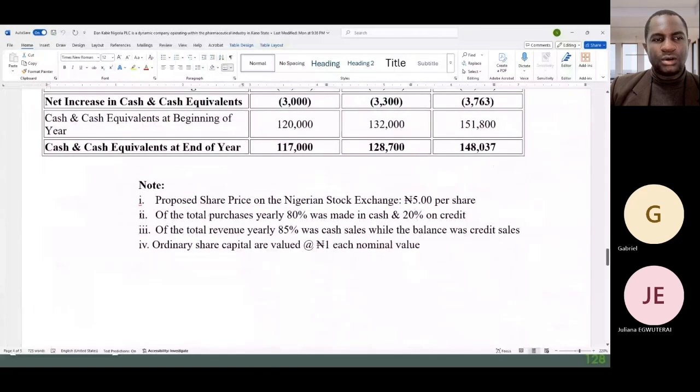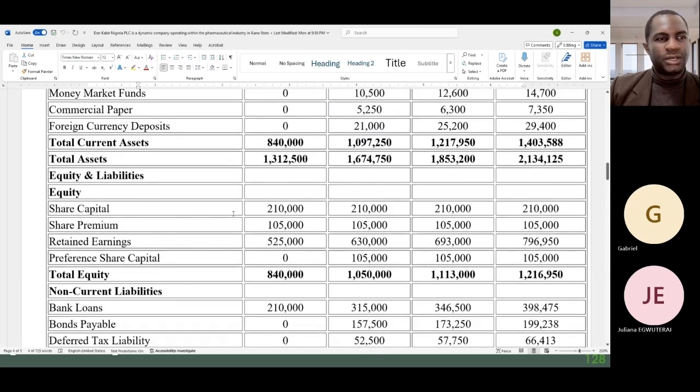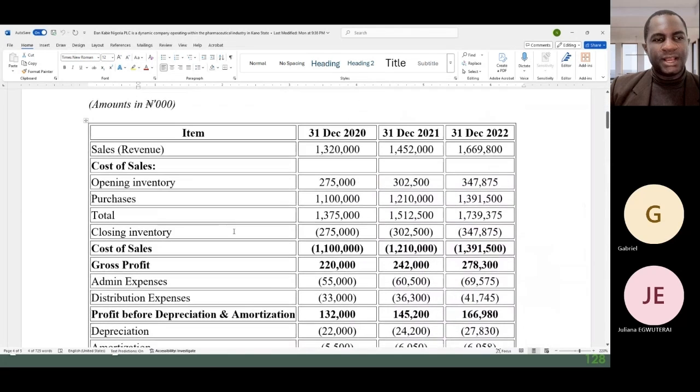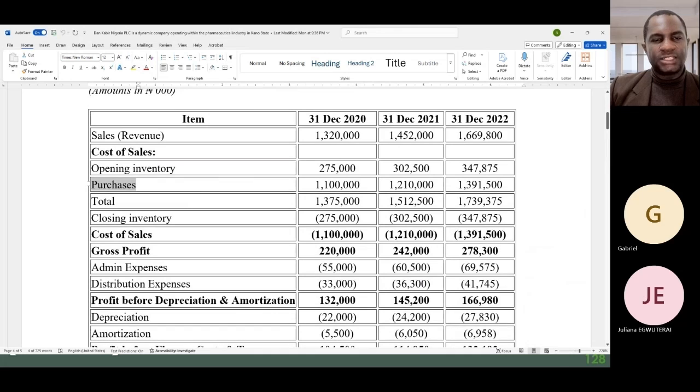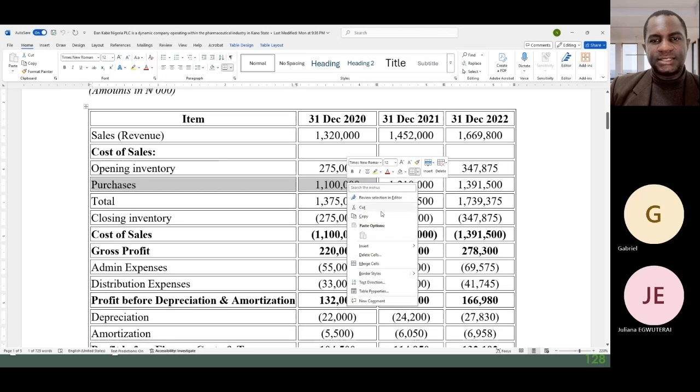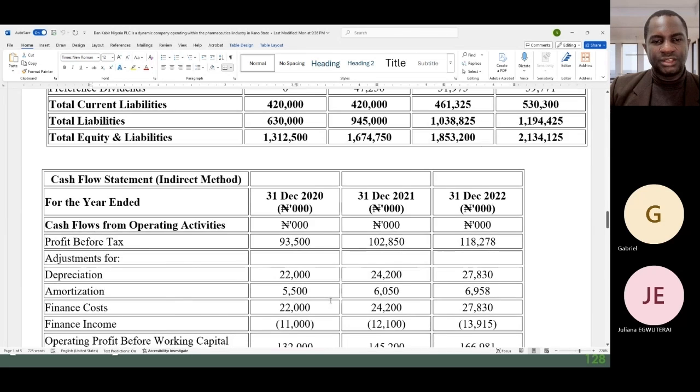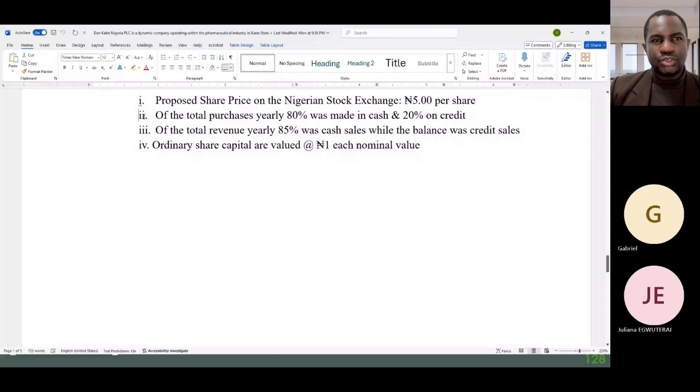So take note here, you'll see on note 2 that of the total purchases yearly, 80% was made in cash, while 20% was made on credit. So take note of that. On the SCI, we have purchases. Don't forget, some financial statements don't provide purchases. So we have purchases for 31st December, which is 1.1 million. Take note of it, and that note or caveat says 80% was in cash and 20% on credit.